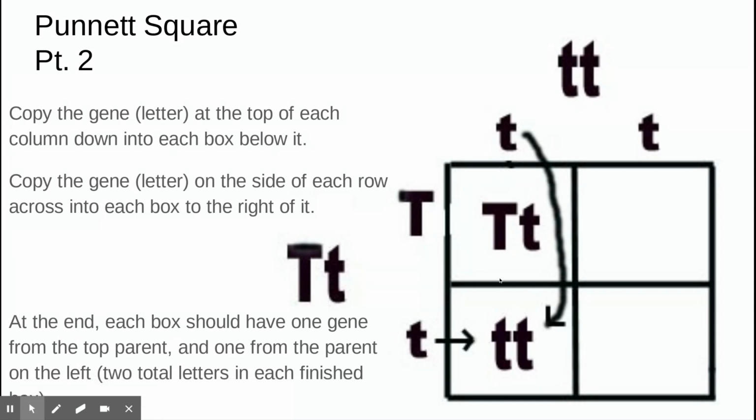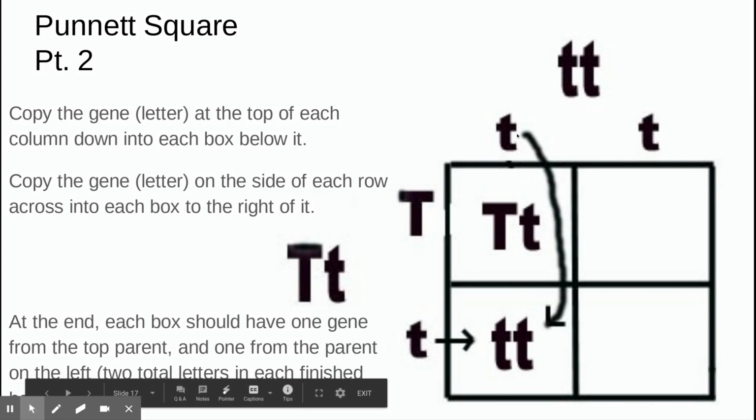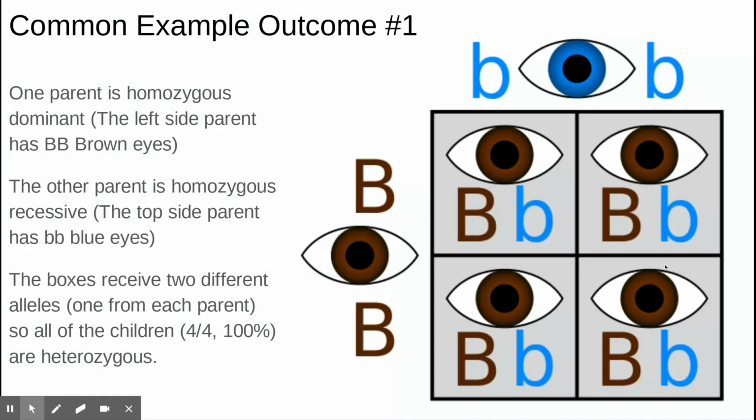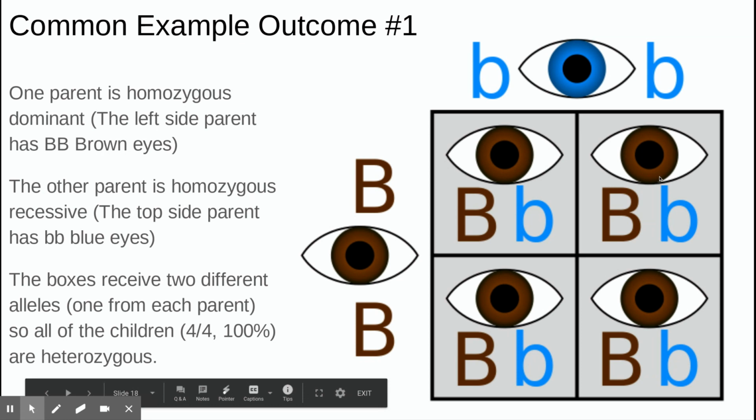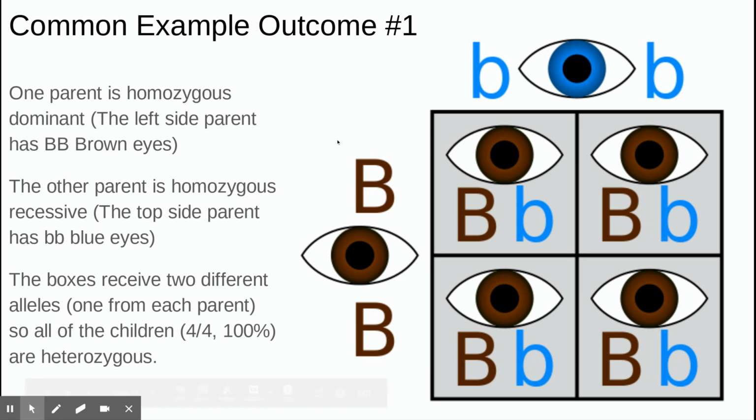Because this box in the top left has gotten a capital T from the left and a lowercase t from the top, it is finished. While this box down here got a lowercase t from the top and a lowercase t from the left, and so it is finished. When we're done, all 4 boxes should have 2 letters, one from each parent, like this one. All right, so let's look at a common example.